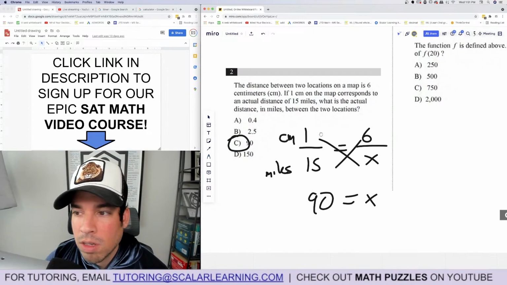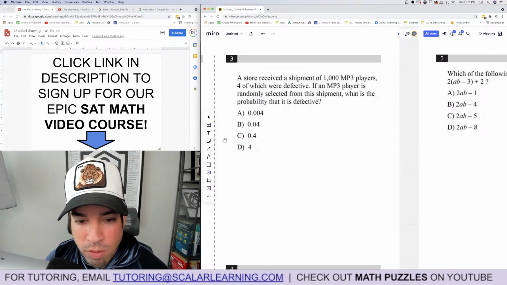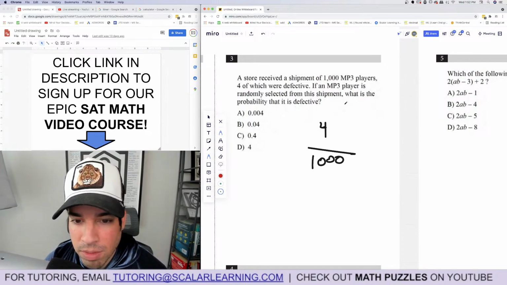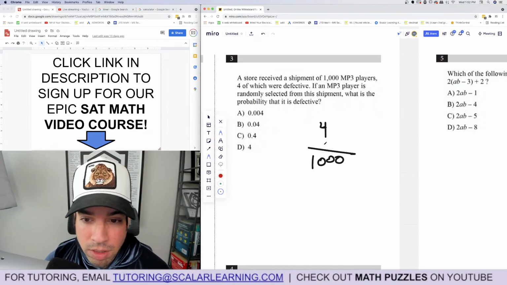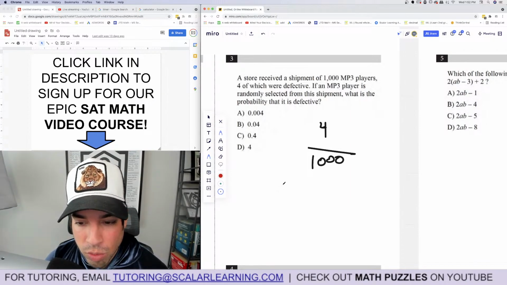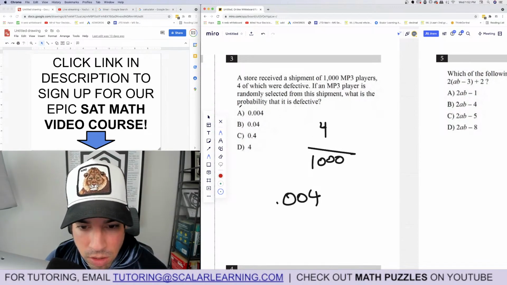Boom, done. Numero trace. A store received a shipment of 1,000 MP3 players, 4 of which were defective. Okay, so 4 out of 1,000 were defective. If an MP3 was randomly selected from the shipment, what's the probability that it's defective? Oh, it's literally 4 out of 1,000. So, which reduces to, well, it's 0.004. That's 4 thousandths. So A, right?